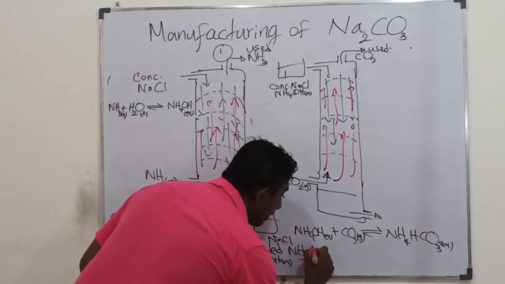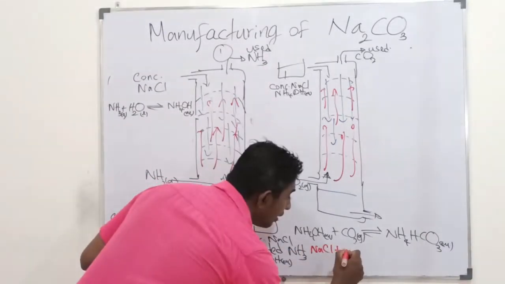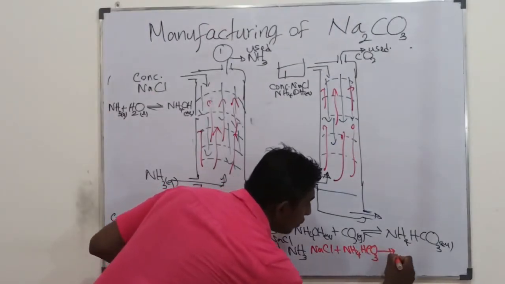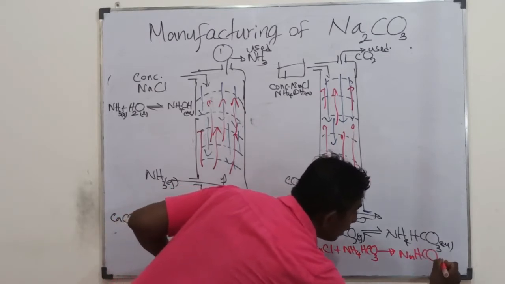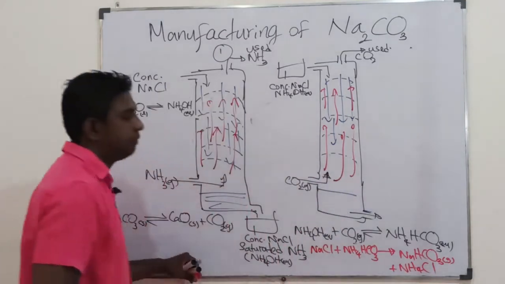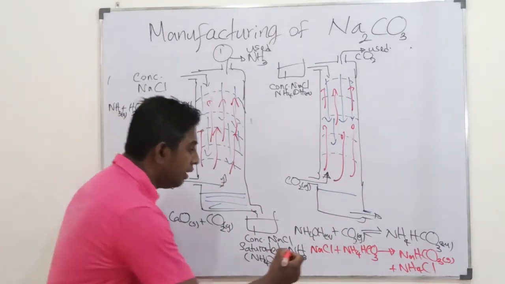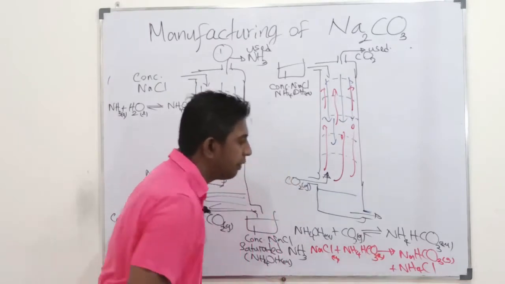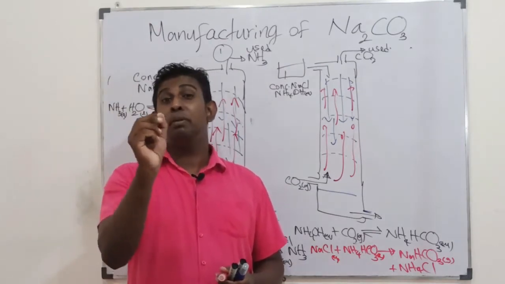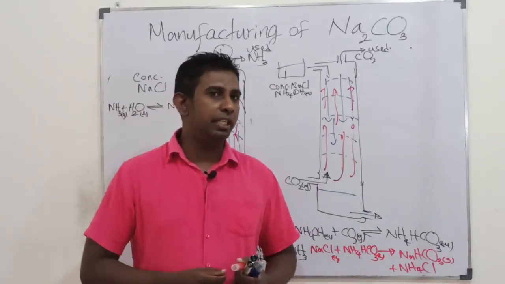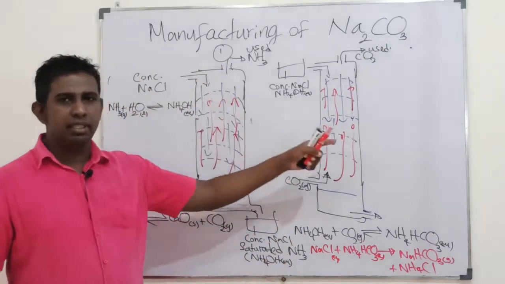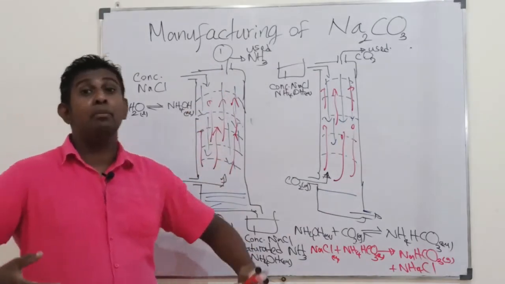NaCl with NH4HCO3 gives you NaHCO3, which is a precipitate solid, and NH4Cl is what you get there. These are aqueous. So you have in the solution a solid precipitate of NaHCO3, and then step 2 is done. So these are the twin towers. This is the place where the ammonification is done.